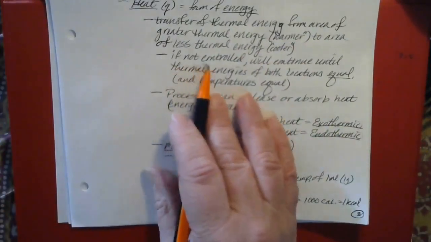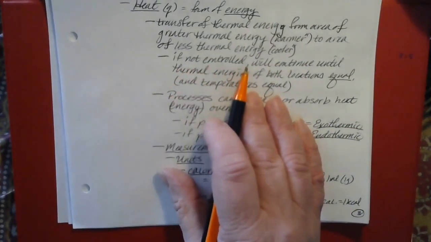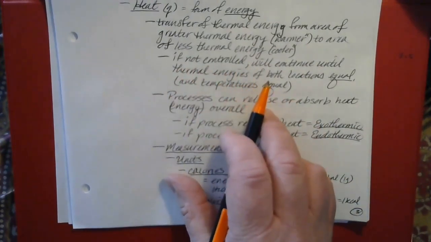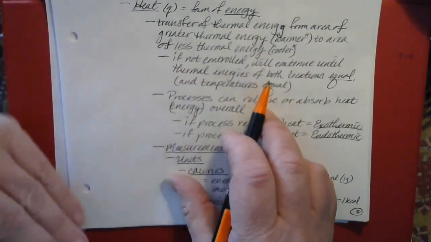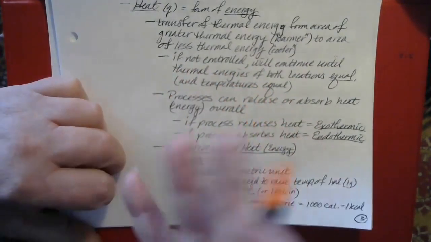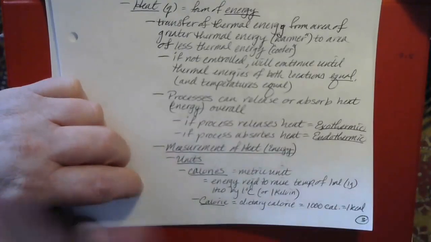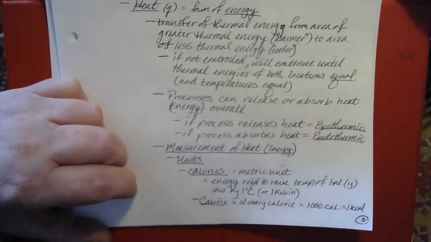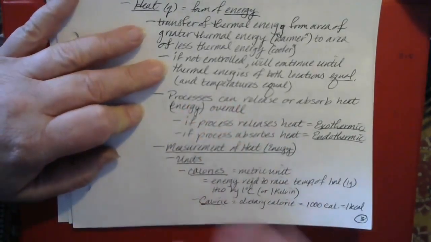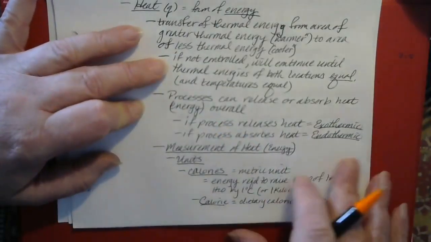If the heat flow in a given situation is not controlled, that is, if we don't intervene to stop it, then it normally continues until both areas have the same level of thermal energy, or in other words, until they're the same temperature. Because nature tends to favor spreading things out and making things equal and evenly distributed as much as possible. That's why this happens. So if you don't stop the heat transfer, it'll keep going until it's spread out evenly and basically everything is the same temperature.